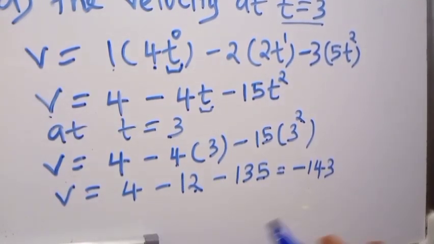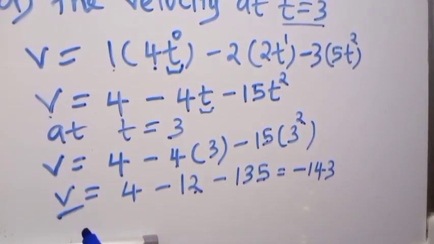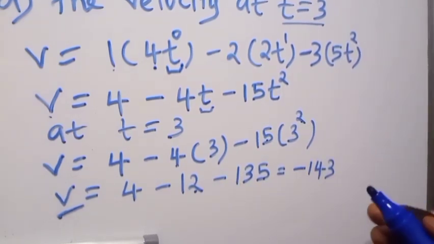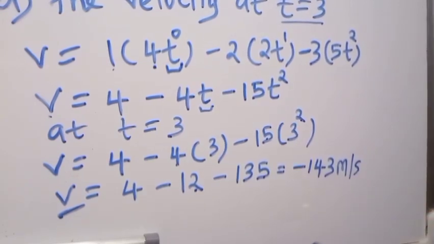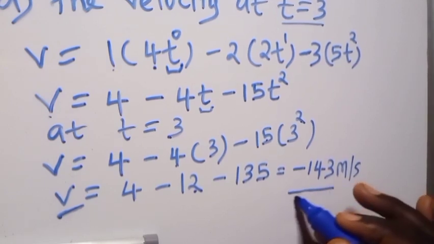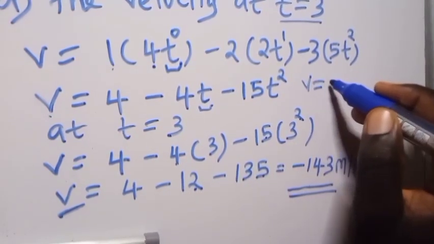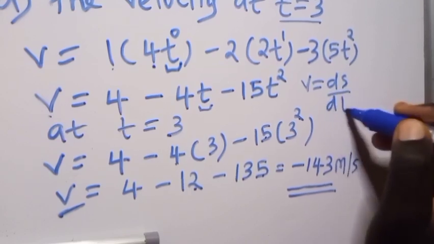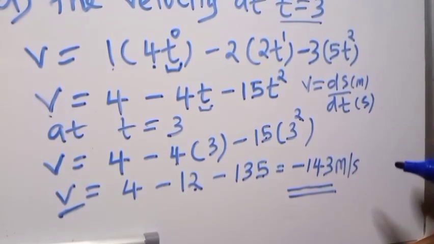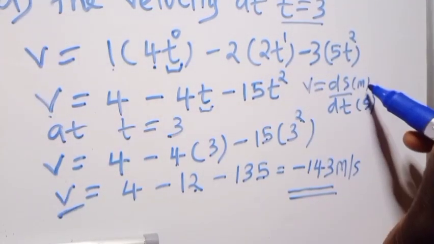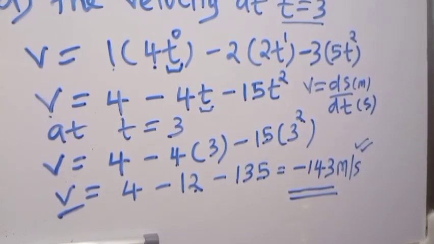Now, we want to write, since velocity must have units, because displacement was in meters and time was in seconds, therefore this will be meters per second. Therefore, we shall have our answer as negative 143 meters per second, because remember that we were differentiating displacement, which is in meters, with respect to time, which is in seconds. Therefore, our units of velocity will be meters per second. Therefore, the answer is negative 143 meters per second. That is the answer that we obtain there.